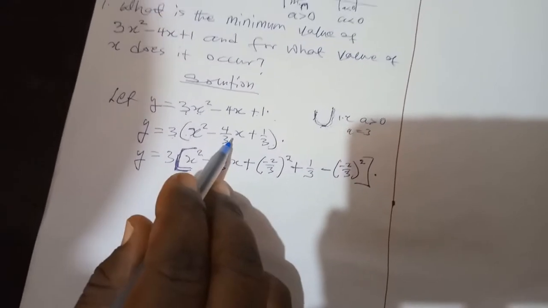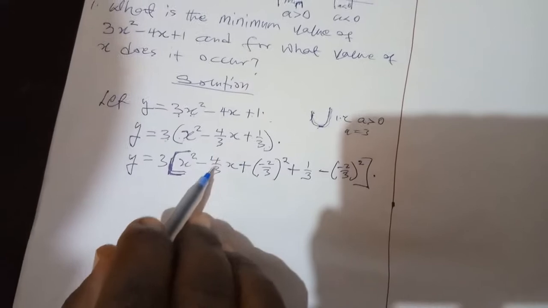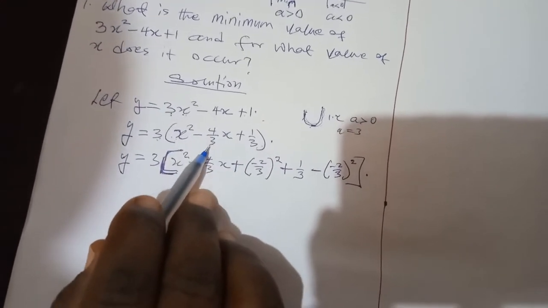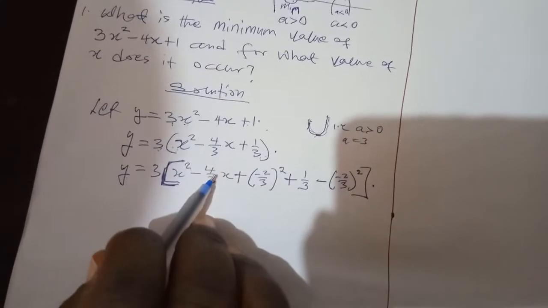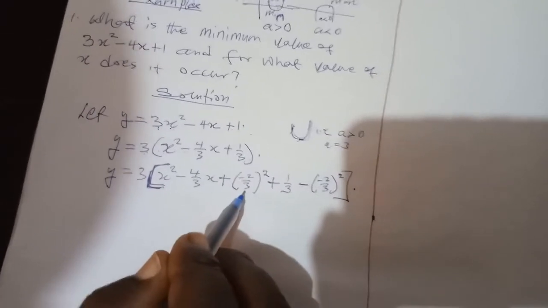How do you complete the square? To complete the square between this term and this term, you first of all find the coefficient of x. What is the coefficient of x? Minus 4 over 3. Minus 4 over 3, half of it is what? Minus 2 over 3. You would square it and add it to these two terms. I have done so. Can you see?